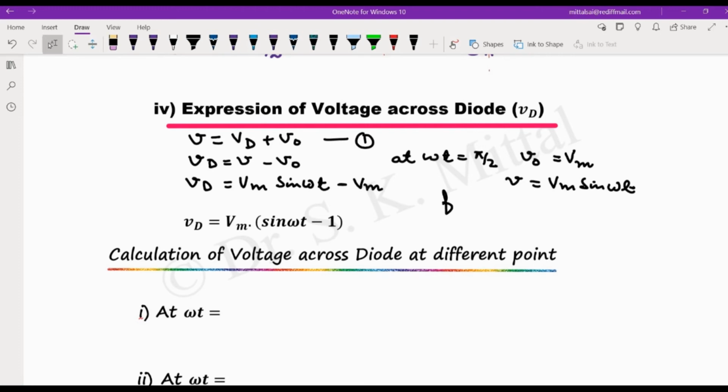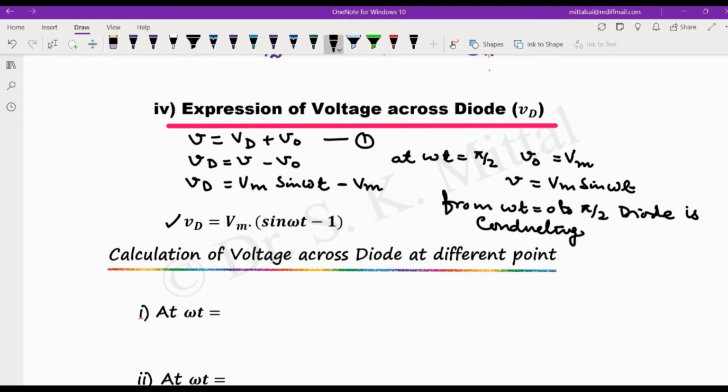Because from omega t is equal to 0 to pi by 2, the diode is conducting, and solving this we get the voltage across diode expression: Vd is equal to Vm sin omega t minus 1. Now on the basis of this expression, we can also draw the waveform across the diode.